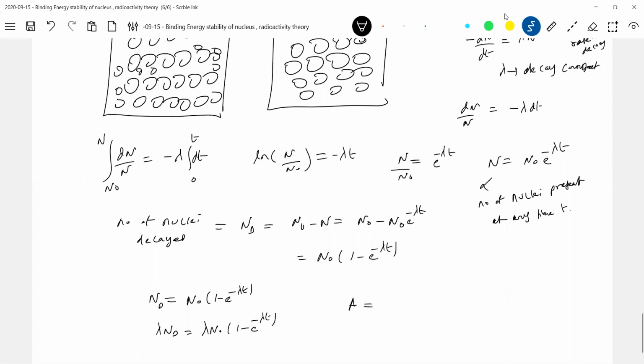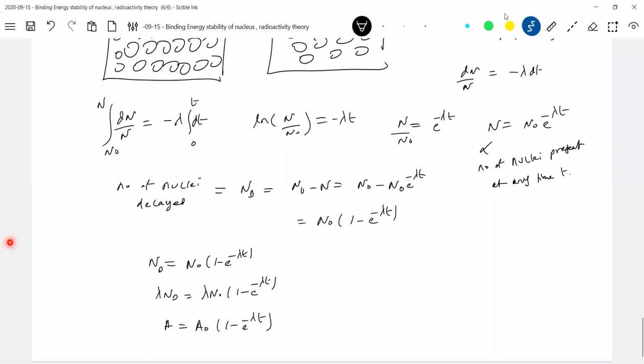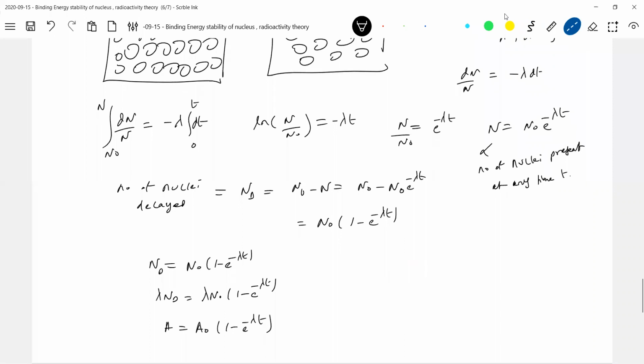So therefore, now look at the activity. Some books use the symbol R for the activity, but I'm using A naught as the symbol. So what do you mean by this activity? Let's plot a graph so that we'll get some better information.